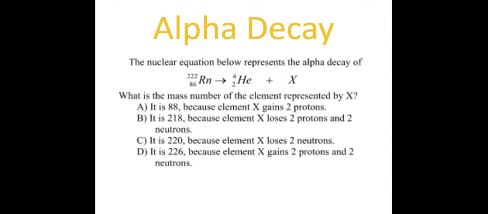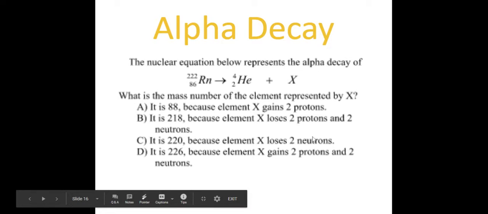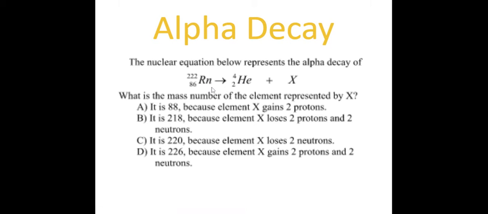So this is a sample question of what you'll see on a final exam or your midterm. This is how these questions are phrased. Okay? So they're going to tell you what the nuclear equation represents, and you need to figure out what's the mass number of the element represented by X. So we know the mass number is at the top in nuclear notation. And so the mass number should be 218, because element X loses 2 protons and 2 neutrons when it undergoes alpha decay and becomes radon.